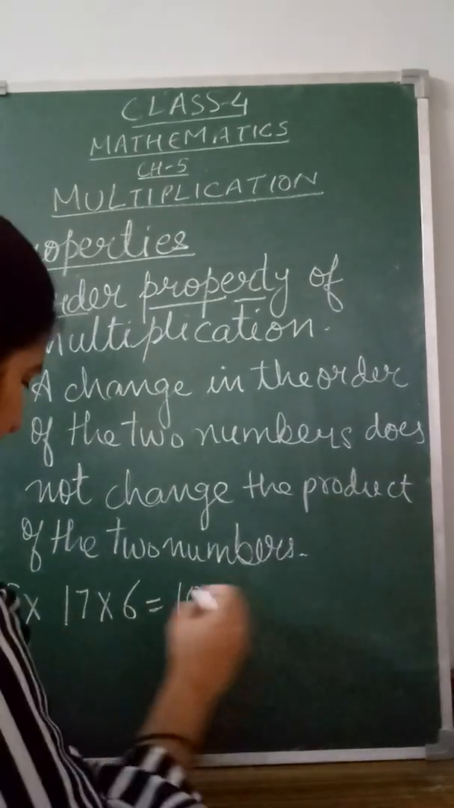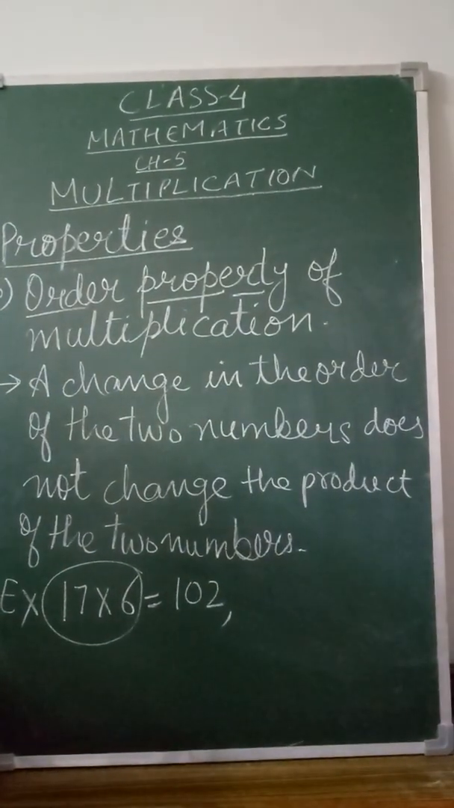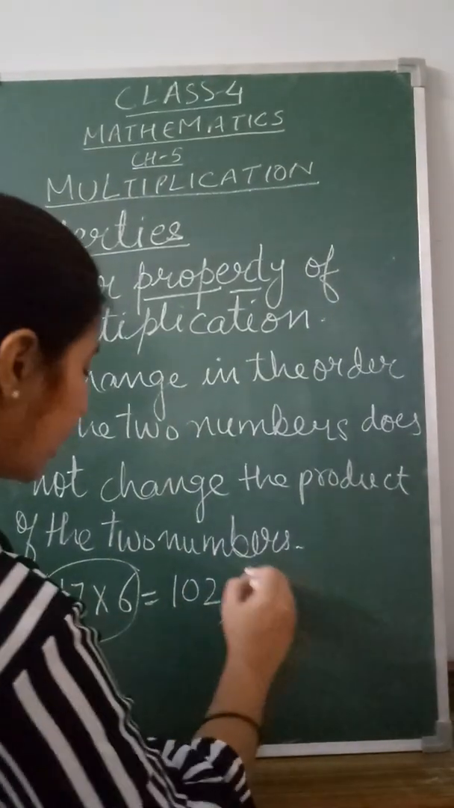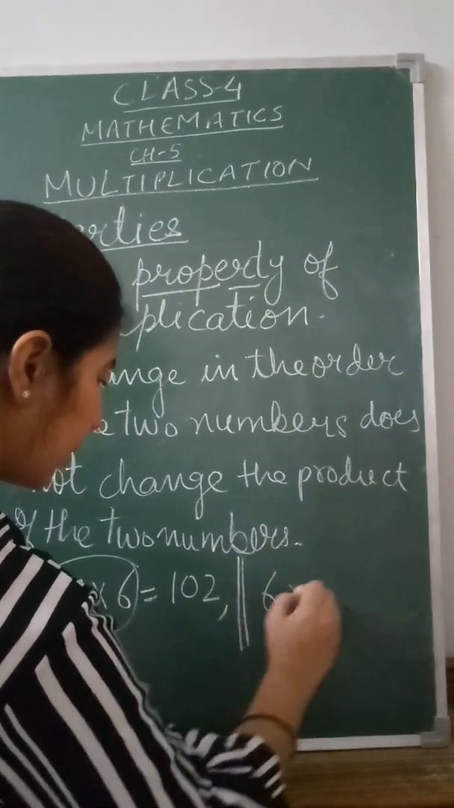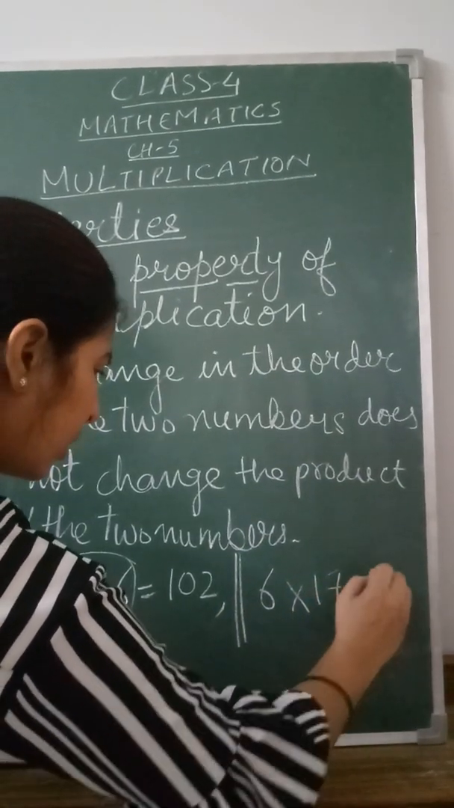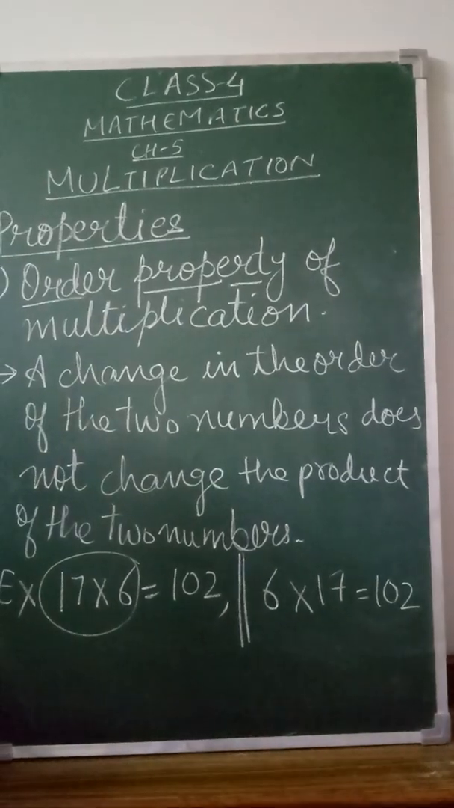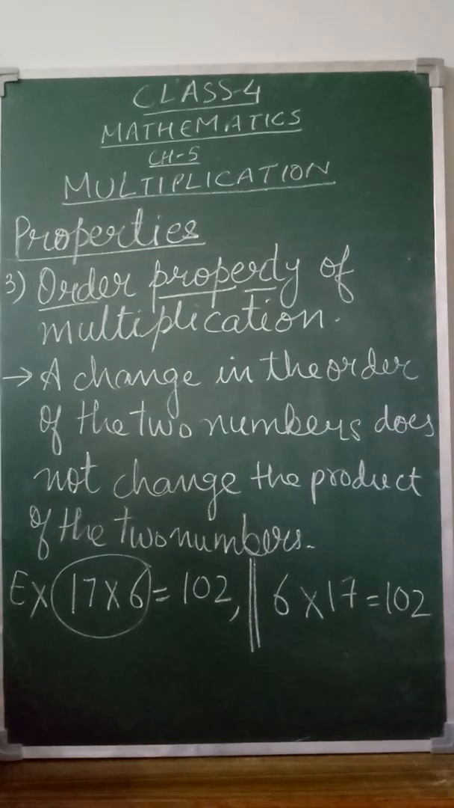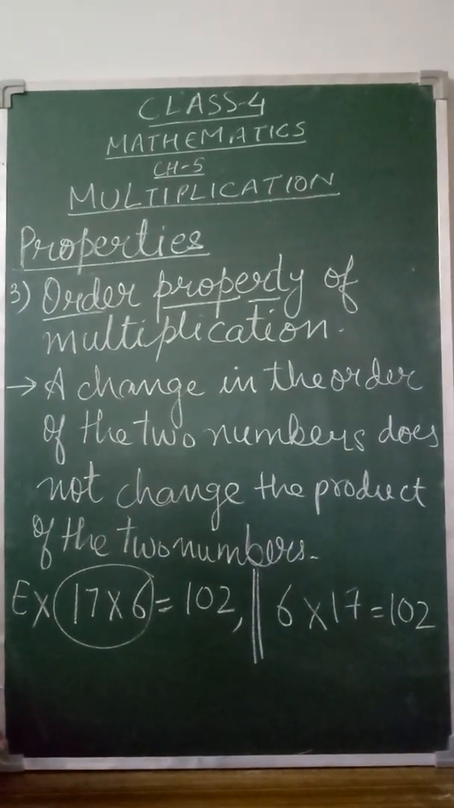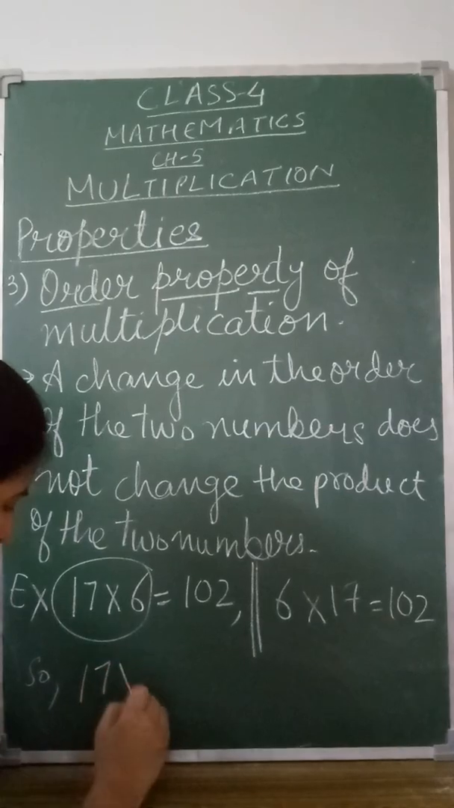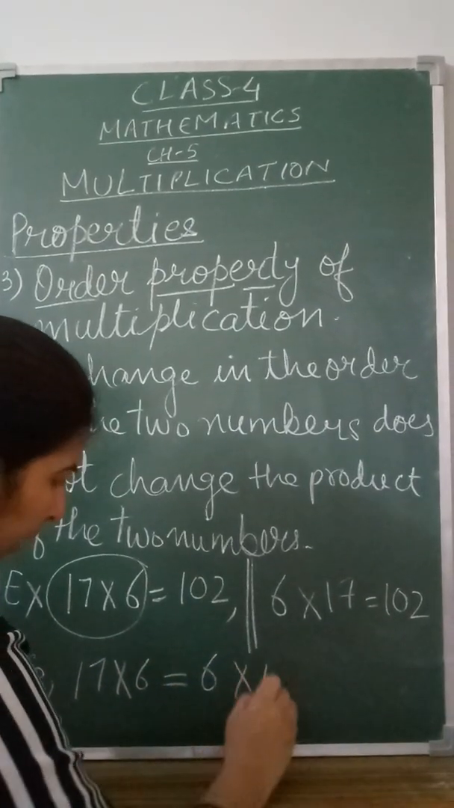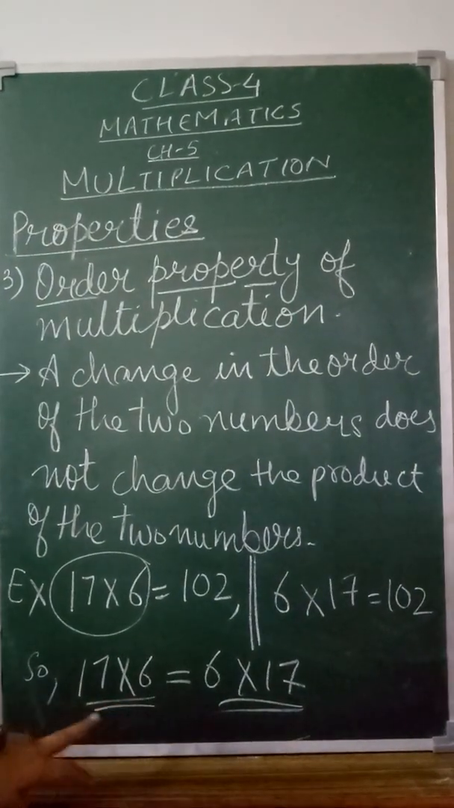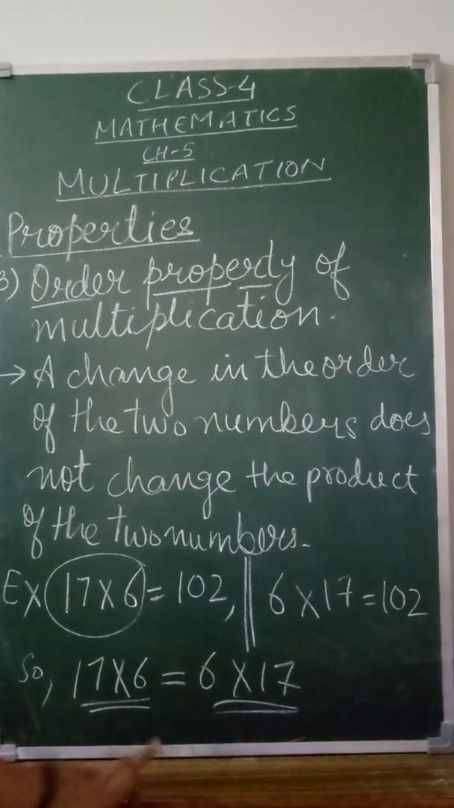If I change the order of these 2 numbers, suppose 17 is the multiplicand and 6 is the multiplier. Now I change the order, 6 multiplied by 17, but the product is the same. So here we prove the order property: when we change the order of any 2 numbers, the product remains the same, it does not change. So we can say that 17 multiplied by 6 equals 6 multiplied by 17. They are always equal.